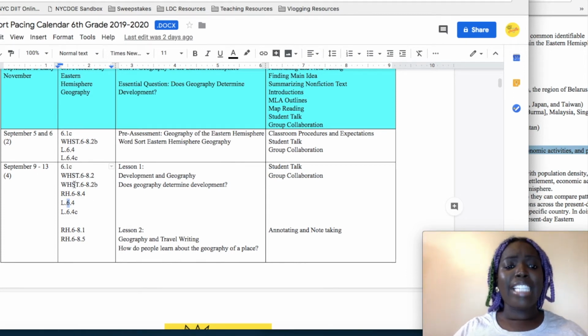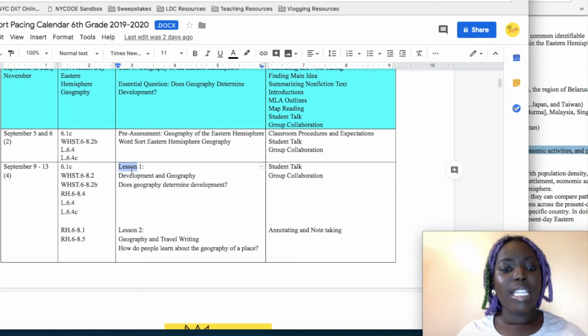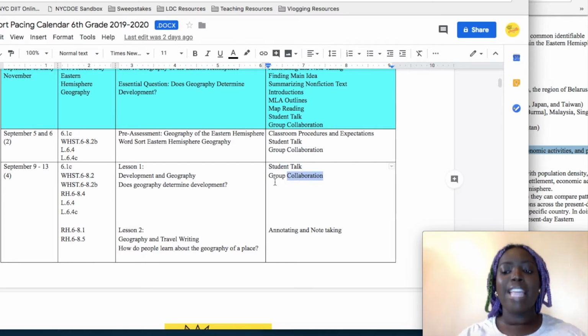You need the date, your standard, the lesson or the topic if you're not as fortunate as I am to have these lessons already prepared that you just have to modify, and what I'm assessing for or what skill I am teaching. Student talk and group collaboration. That is what I want them to learn by the end of that class.